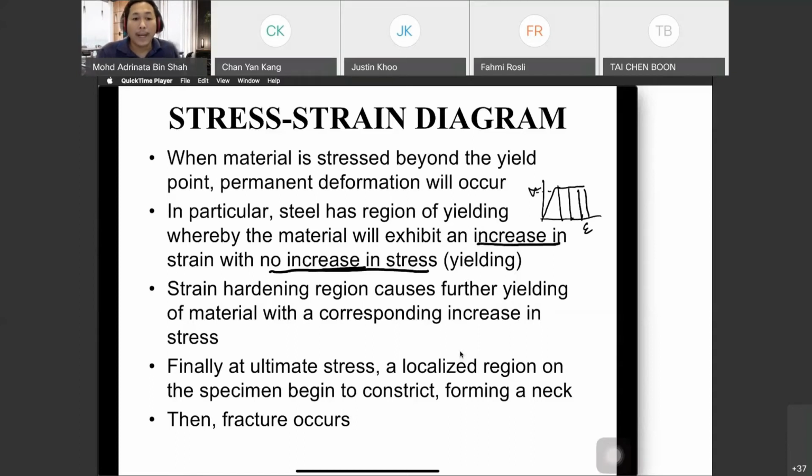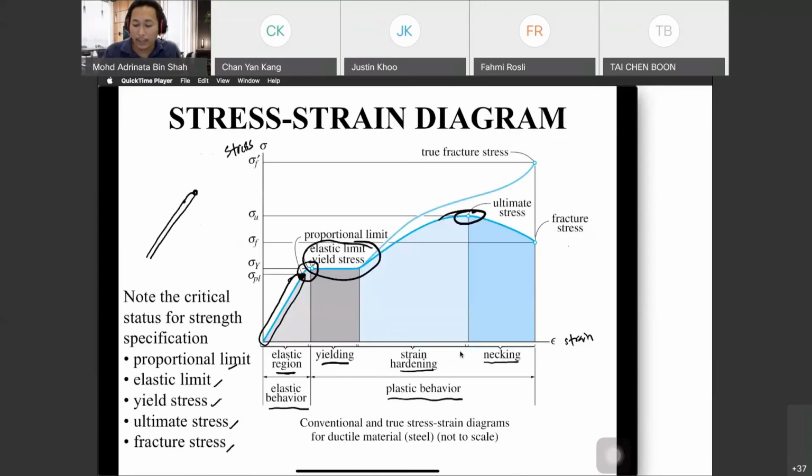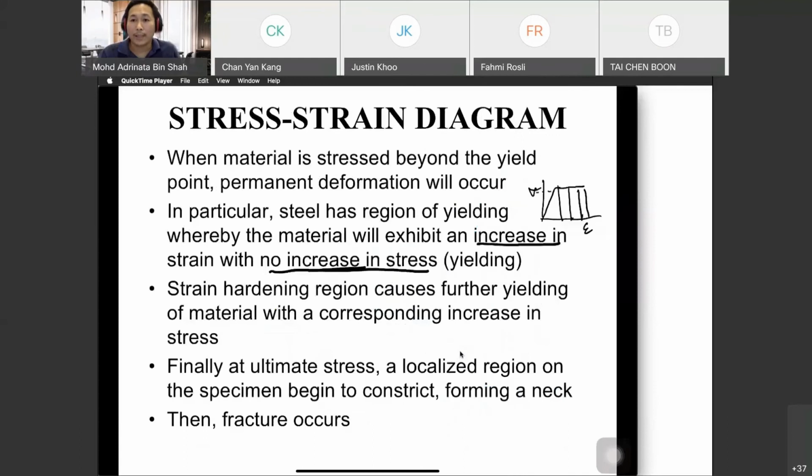Okay, the strain hardening region causes further yielding of the material with a corresponding increase in stress. So yield material, strain hardening. This is strain hardening. So if you increase your stress, your strain will also increase, but it is not the same as in the elastic region.